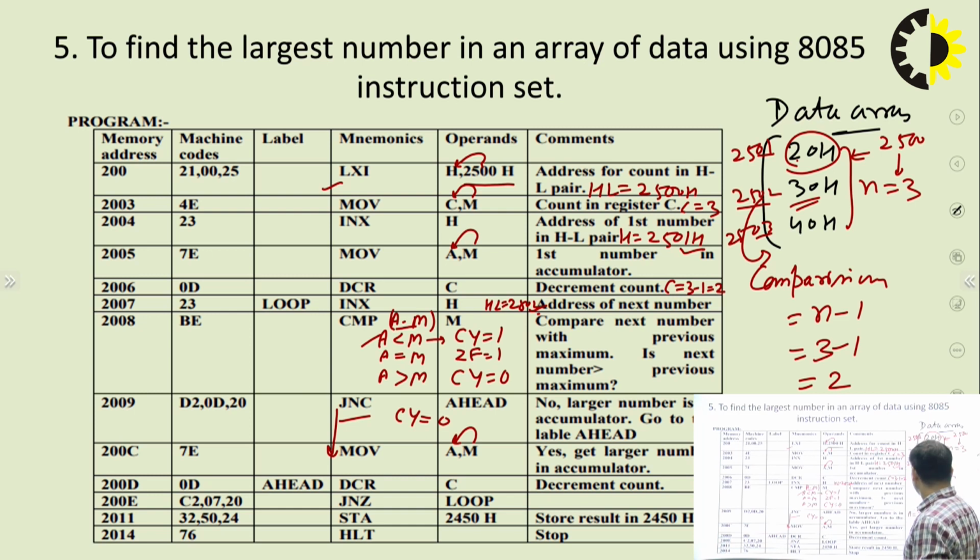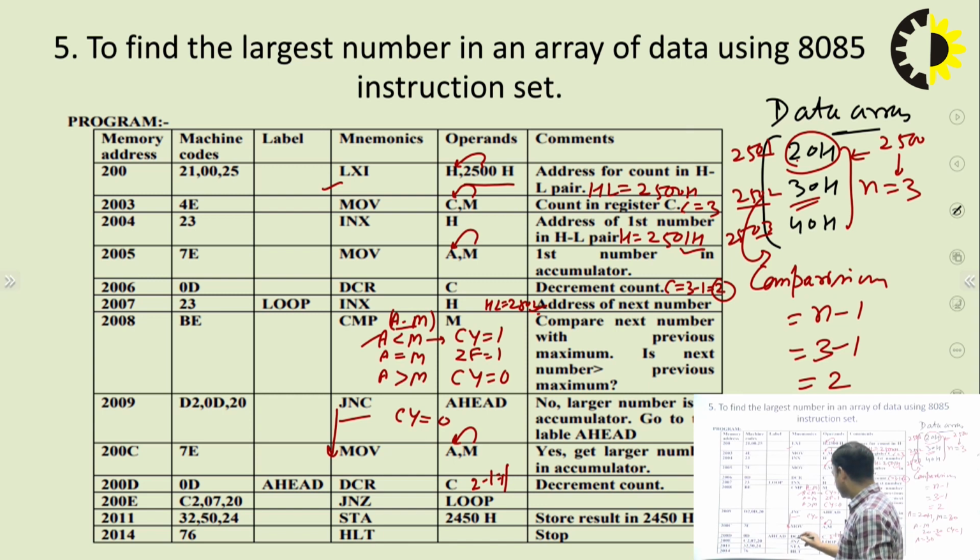So 30 is the number which we have to compare, because 30 is the largest number out of 20 and 30. So this 30 will be stored into the accumulator. Now again decrement the C register. C was 2 here, now C will become 1, because previously it was 2, now it is decremented by 1. So in this case 2 minus 1 is equal to 1.